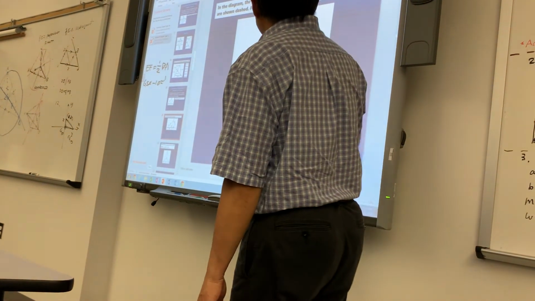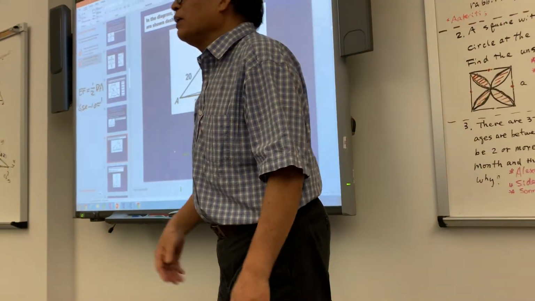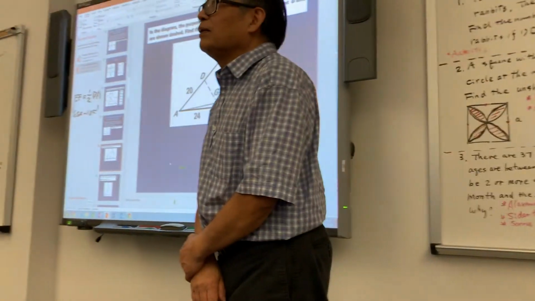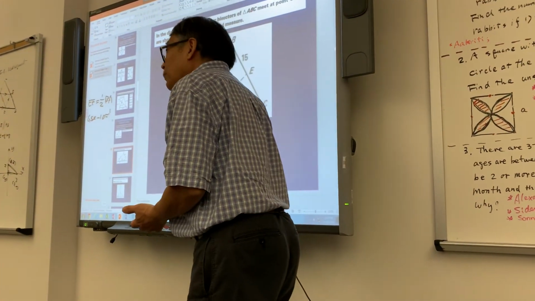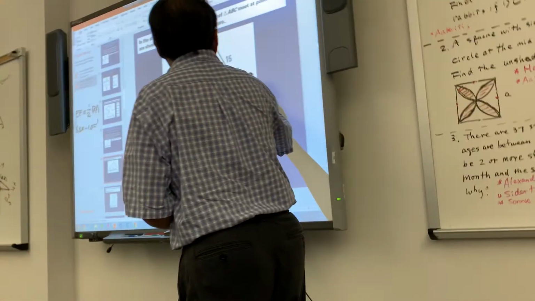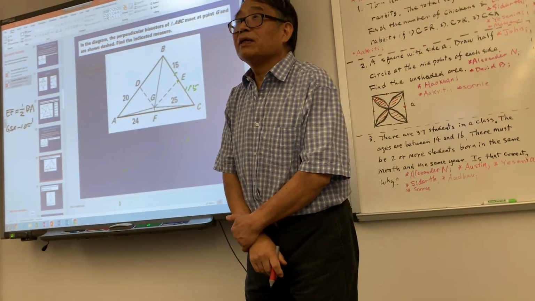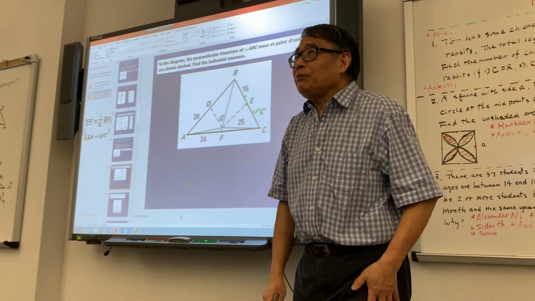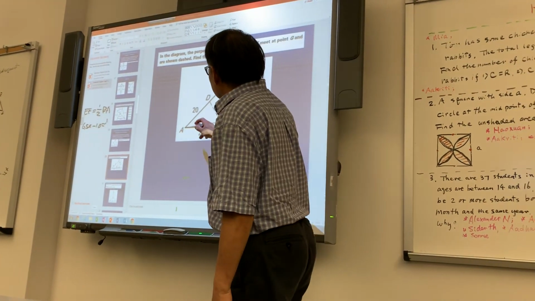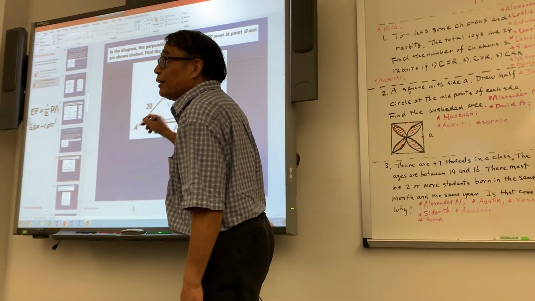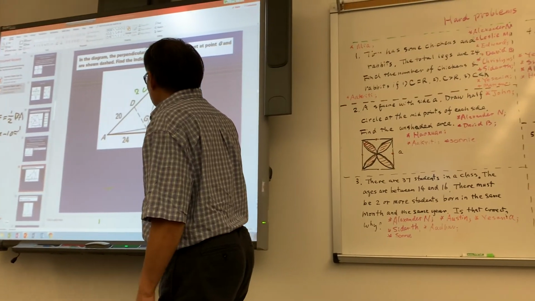Yes. For instance, BE is 15. How about the EC? Yes, this is common sense. Perpendicular bisector, this is 15. This is the midpoint. This is 15, this one should be 15. You understand me or not? Don't be scared. AD is 20, DB is what? 20. AF is 24, FC is 24.